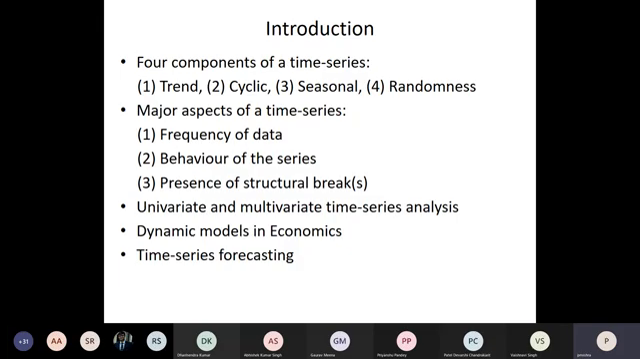So frequency of data is an important aspect in time series forecasting. What type of data we are using? Daily data, very high frequency data. There may be day-to-day fluctuations in the data. In many cases, what happens? Daily data are combined into weekly, weekly data into monthly data, monthly data into quarterly data, and quarterly data into annual data. So one important aspect is frequency of data.